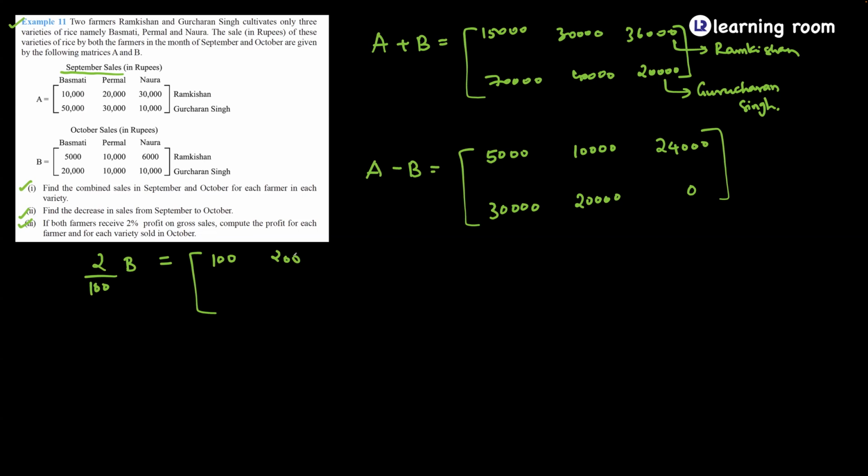6,000, it is going to be 120. Here, 20,000, it is going to be 400. So 10,000, it is going to be 200. And again 10,000, it is going to be 200. So this is going to be the profit for Ram Kishan. And this is going to be the profit for Guru Charan Singh. Okay.